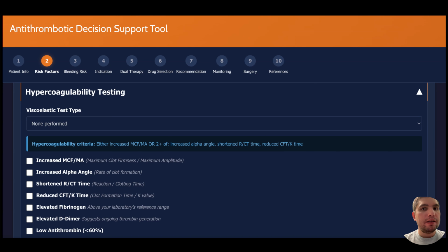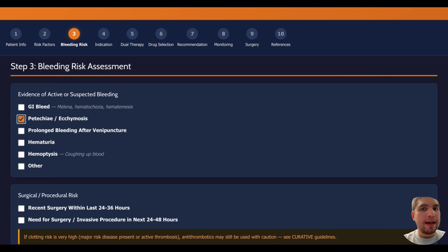Here is the bleeding risk assessment. So now we provided all information about the clotting risks, but we also need to weigh the bleeding risks against the clotting risks. We did not have any evidence of GI bleeding on initial presentation. The dog did have a chemosis. So she had a small area of chemosis on the ventral abdomen. And I think that's all here. We did not plan on any surgical procedures.